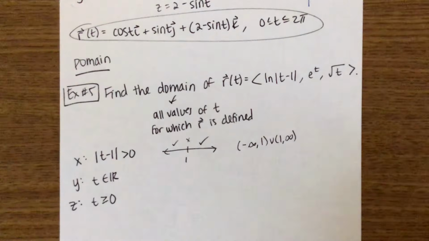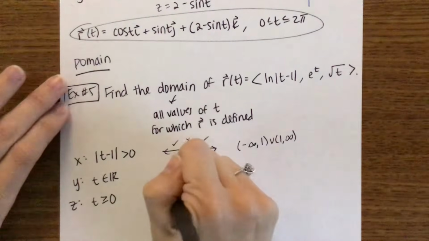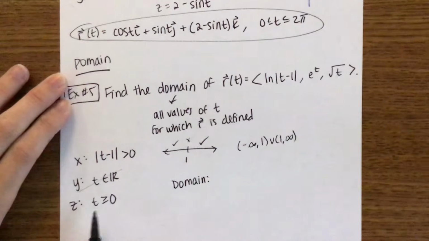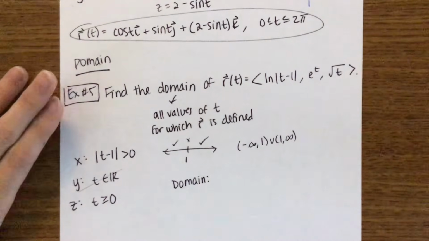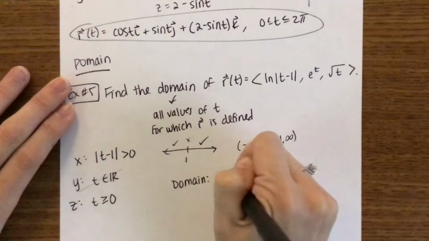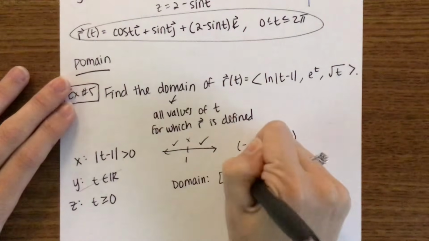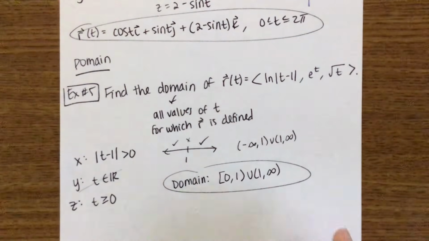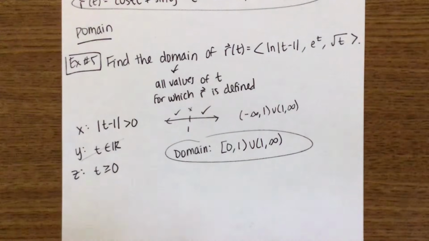Then the overall domain is going to be the intersection of all three of those. So that one's not helpful, so we can ignore that. We need this to be true and t to be greater than or equal to 0. So our domain then is 0 to 1, union 1 to infinity. Does that make sense? Consider all three domains separately and then find where their intersection is.